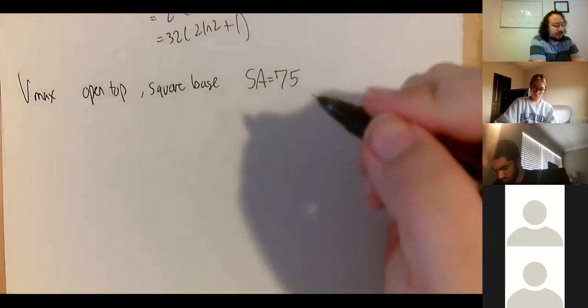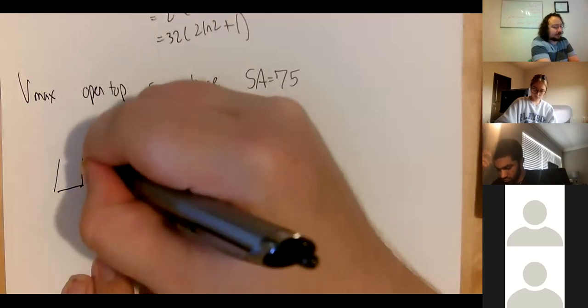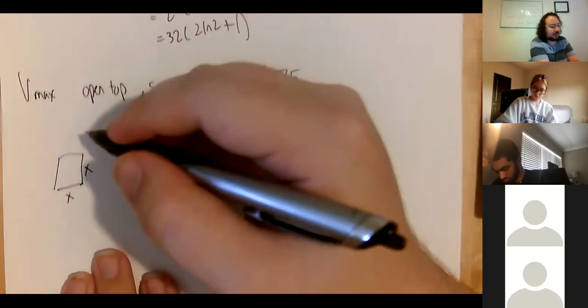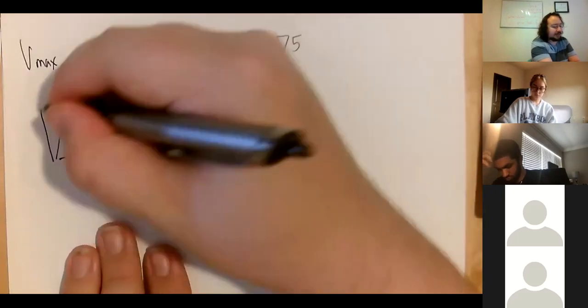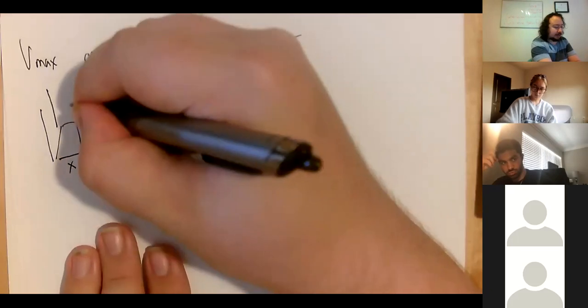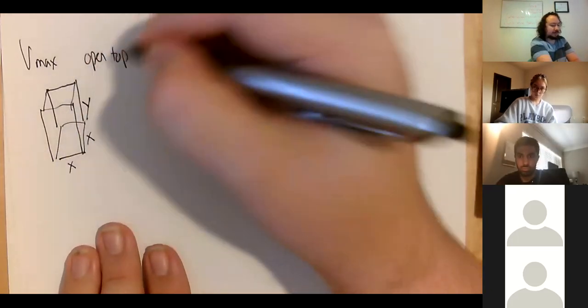Okay, so let's see here. Well, let's draw our box. So we know that our box has a square base. So I'm going to call the side lengths of that base x. And then it's going to have some height, which I'll just call y.